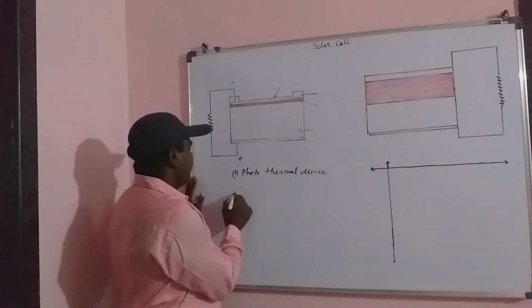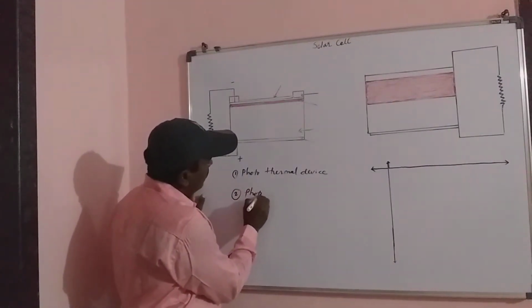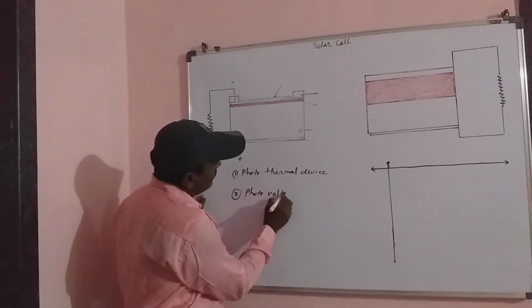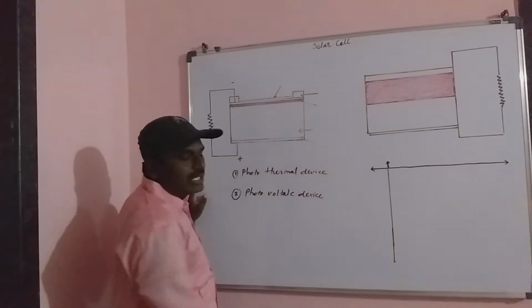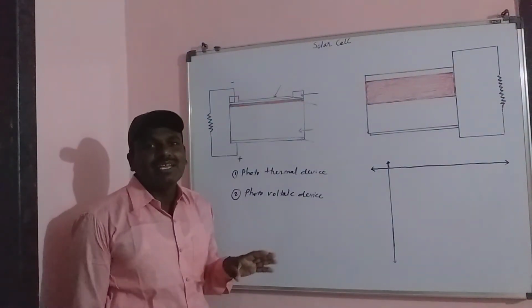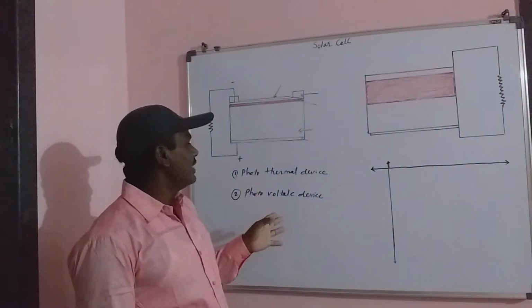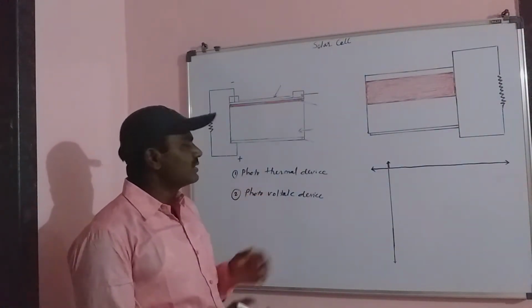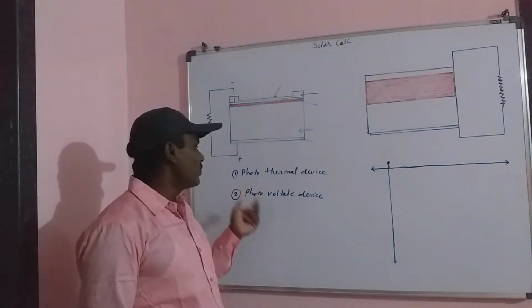The second device is the photovoltaic device. The device which converts light energy into electrical energy using a solar cell is called a photovoltaic device. It is also called a photovoltaic cell.